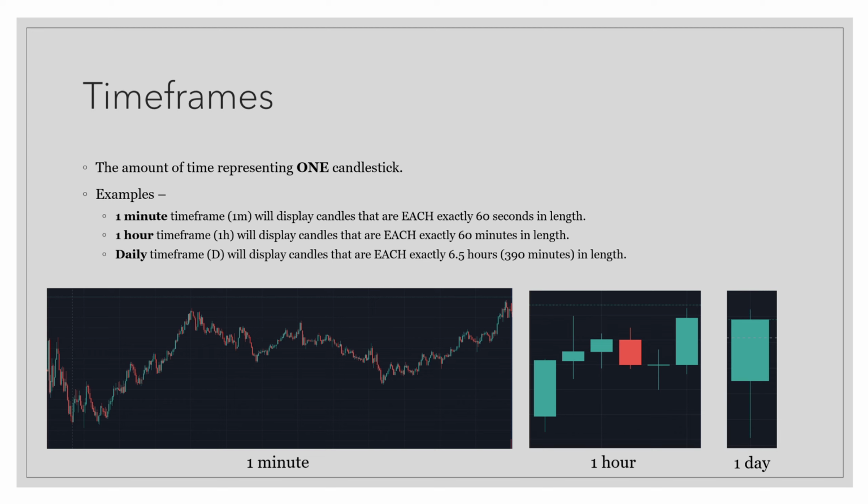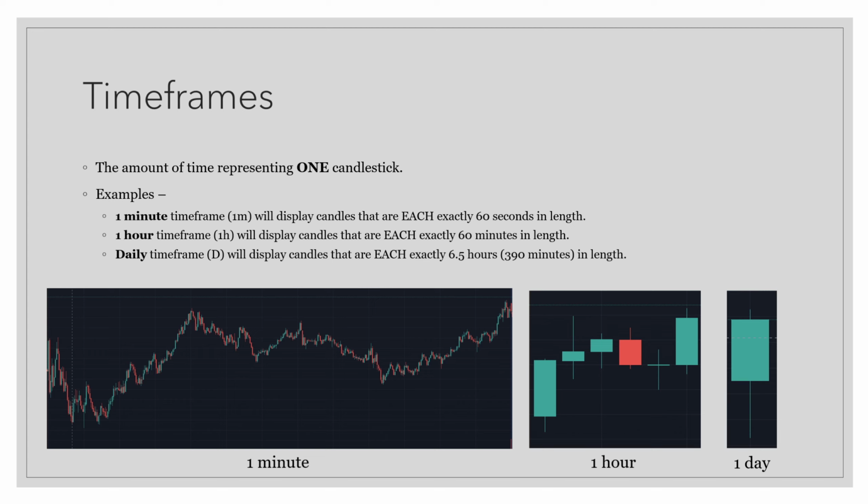The daily time frame, known as D, will display candles that are each exactly 6.5 hours or 390 minutes in length. Now you may be asking, why 6.5 hours? It is important to note that this daily time frame only takes into account the market open to the stock market close. Well, what are the market hours? On a regular day, the market opens at 9:30 a.m. Eastern Standard Time and closes at 4 p.m. Eastern Standard Time, therefore 6.5 hours.